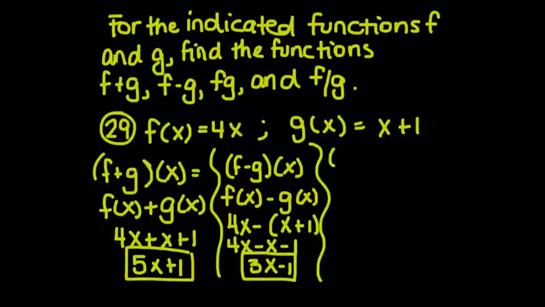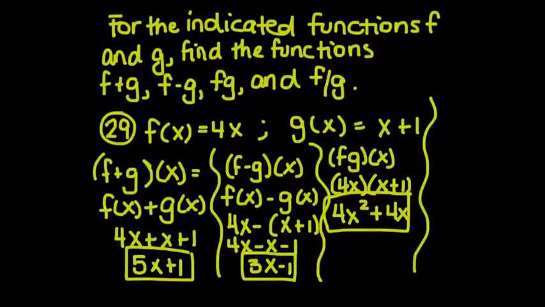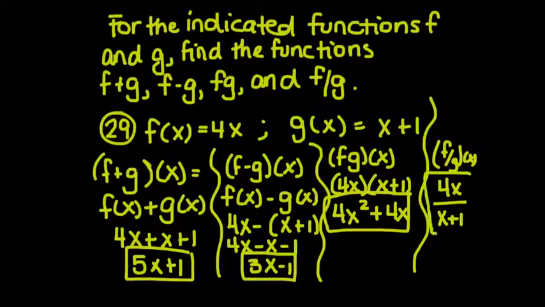To take f times g of x, I multiply the functions together. So I have 4x times the quantity x plus 1. This time I have to distribute the 4x, which leaves me with 4x squared plus 4x. And then finally, f divided by g of x just means taking the function f of x, which is 4x, divided by the function g of x, which is x plus 1. I can't simplify this any further, so this is my product, this is my quotient.